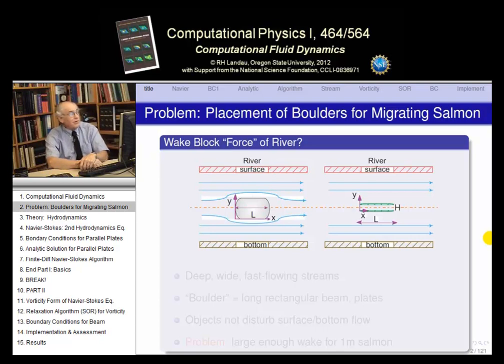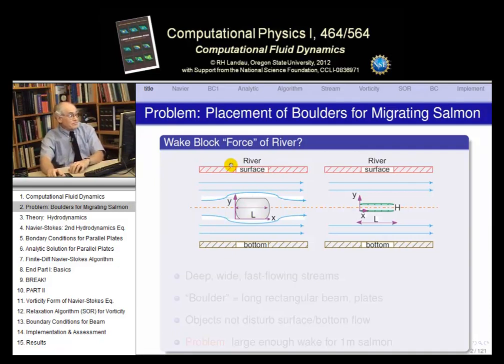Here's our problem. The Oregon Department of Fish and Wildlife is trying to restore various rivers to have the salmon find a place to live, have their numbers recover. And so they want to put devices in various rivers, boulders, they're handy and cheap, in order to have a good place for salmon to rest. So the question is, how big should the boulder be? Where should it be placed? And if they do place them there, will there be a place behind the boulder in order to hold, say, a salmon of length 1 meter? Okay, nice sized fish. So that's the real problem.